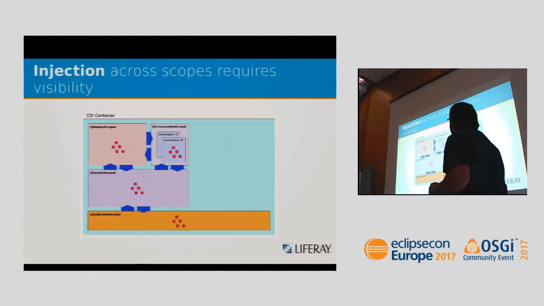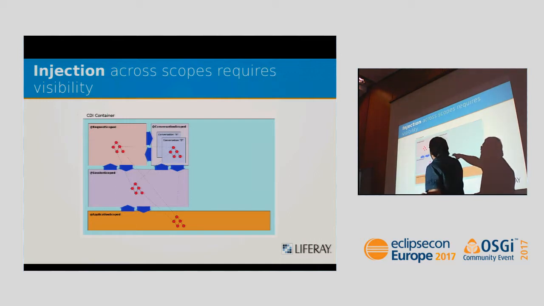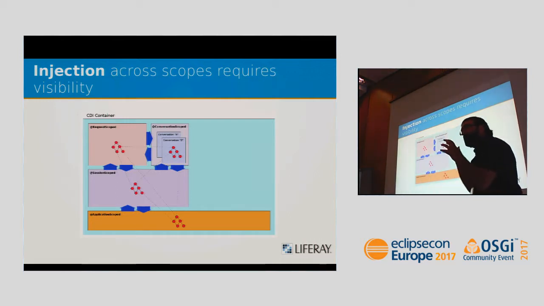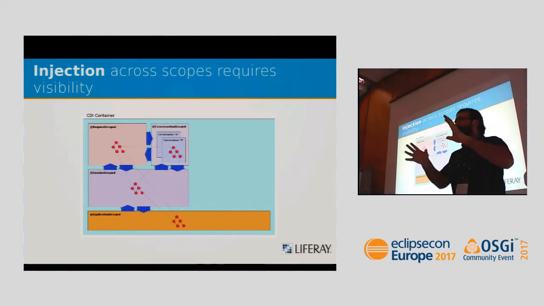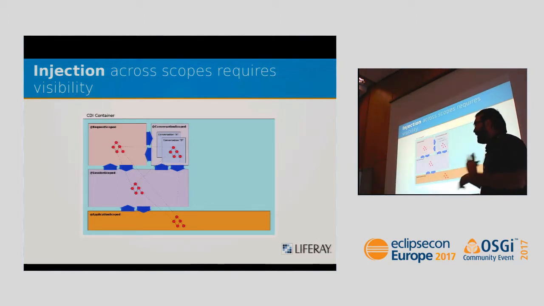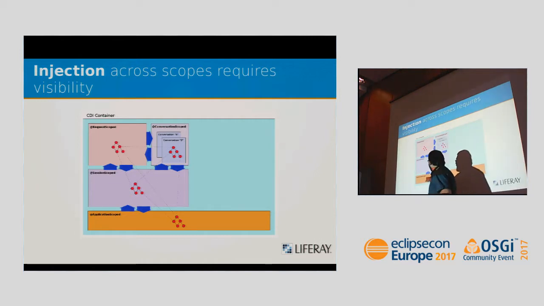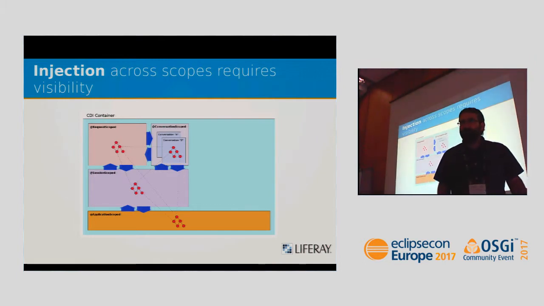Now, the injection that happens across these scopes is built on that visibility. You may find it strange that the arrows here travel in both directions, because the application scope is a long-lived scope. It lives as long as your application, and all of these other scopes have a shorter life cycle. They live and die quickly as the application is being interacted with. And yet, the application scope can see a request scope bean. How does that even work?